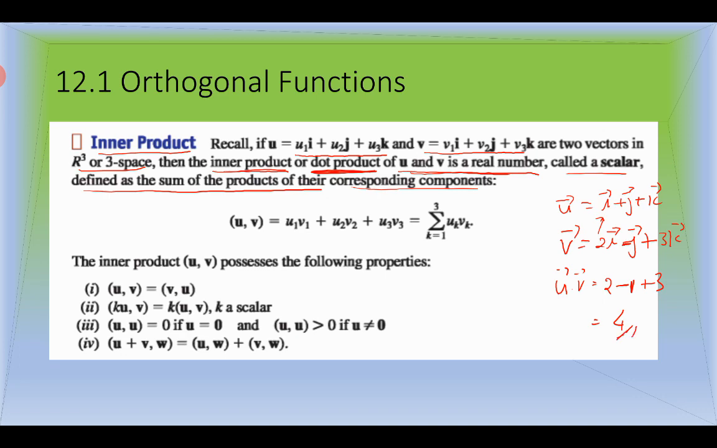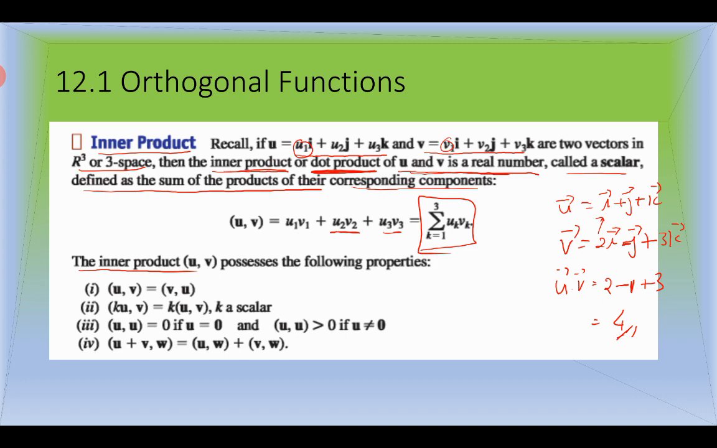So this is a scalar. This is what I explained here: U1 V1, first component times first component, plus second component times second component, plus third component times third component. That is the sum from k equals 1 to 3 of Uk Vk. This is called the inner product.